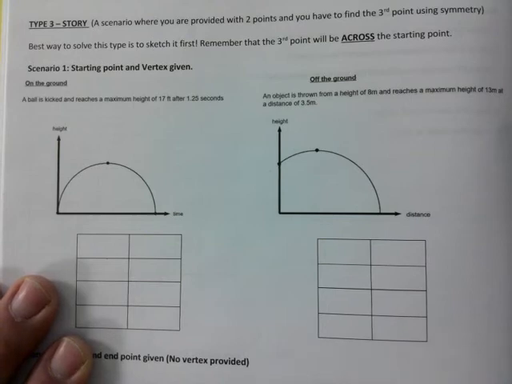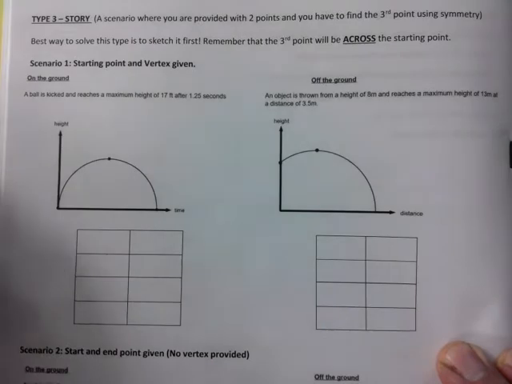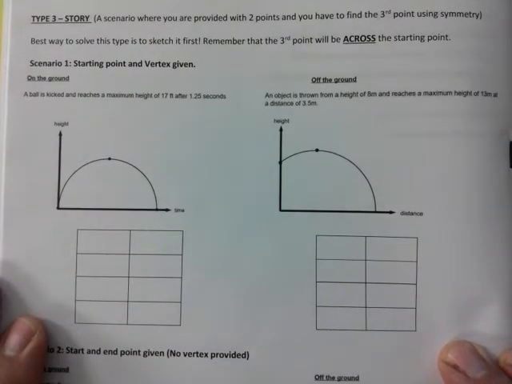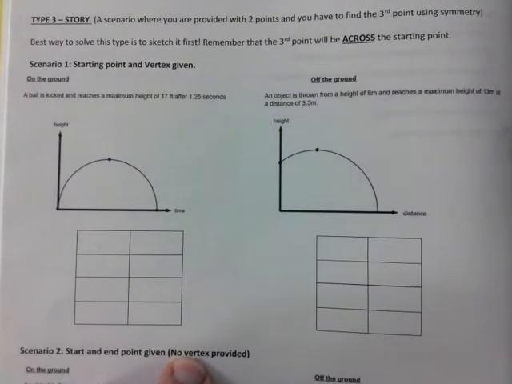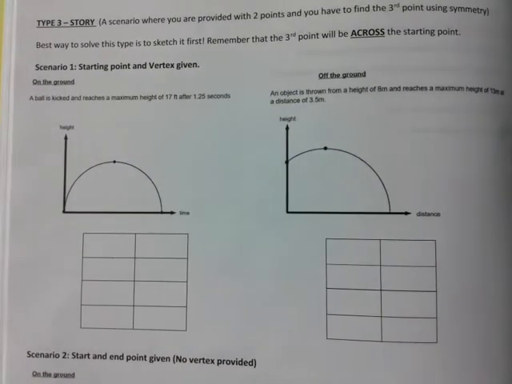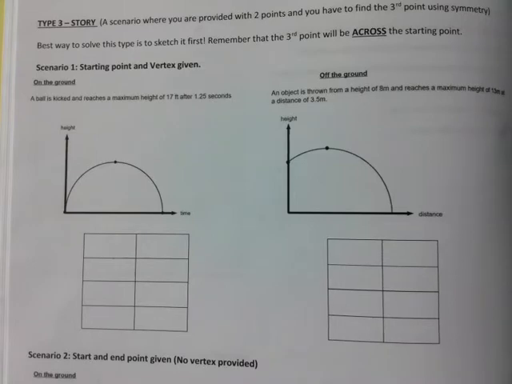Something like this. And type 0, of course, you're given the point, so you don't even have to worry about setting up a table. Okay, so type 3 is a story, and that will be a scenario where the question will basically imply or give you at least 2 points. It's going to hint towards it, and you're going to have to decide how to come up with the third point.